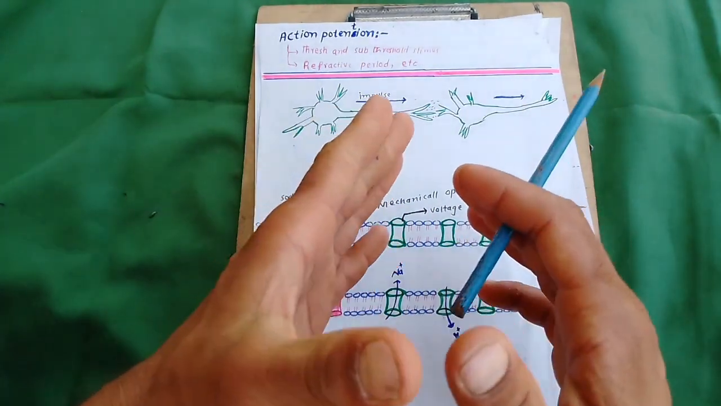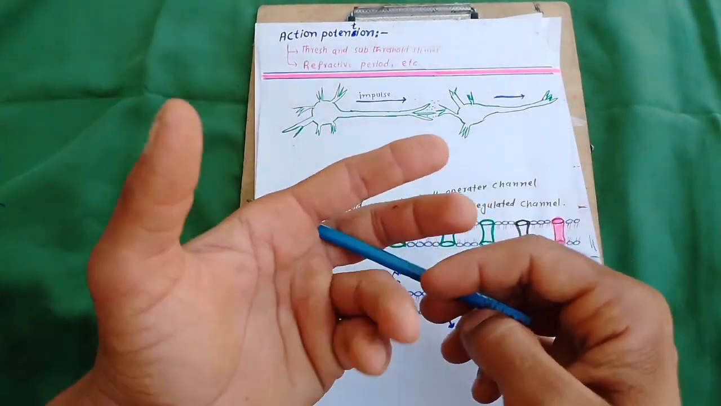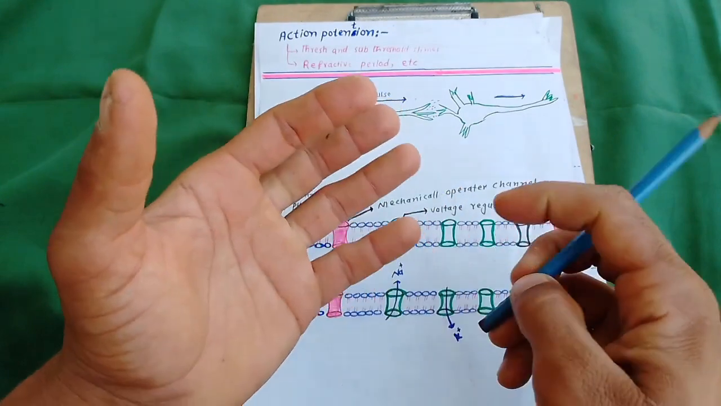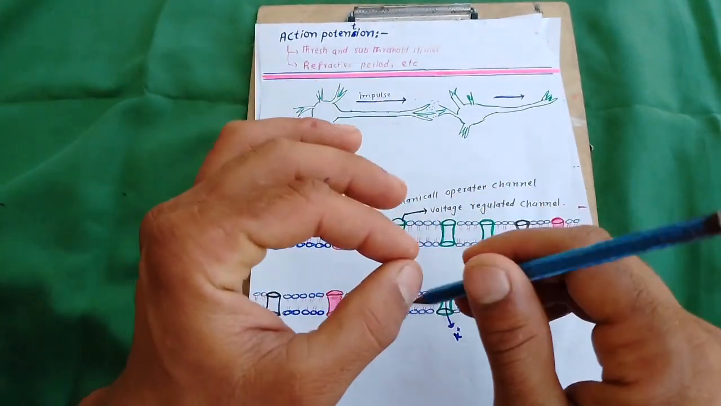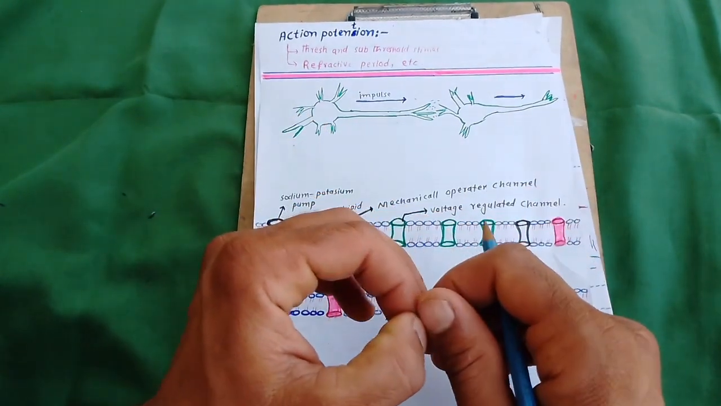What is meant by excitable tissue? Neuron and muscle cell are called excitable tissue because the cell membrane of the neuron cell and muscle cell has the ability to excite and carry impulse from one point to another point.